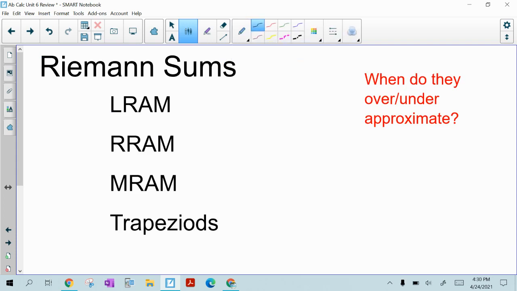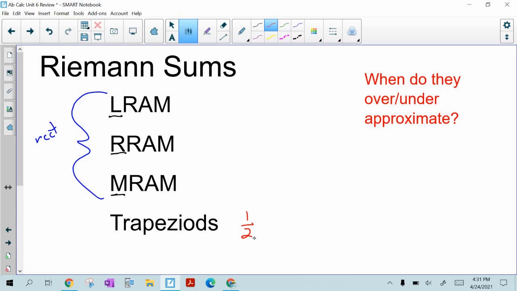To get going on this, LRAM, of course, means we're getting our height of our rectangle from the left-hand side. Here we're getting it from the right-hand side, and here we're getting it from the midpoint. But the key thing to remember is all of these are going to be rectangles, which is just going to be a simple base times height. Whereas the bottom one, we're looking at trapezoids.